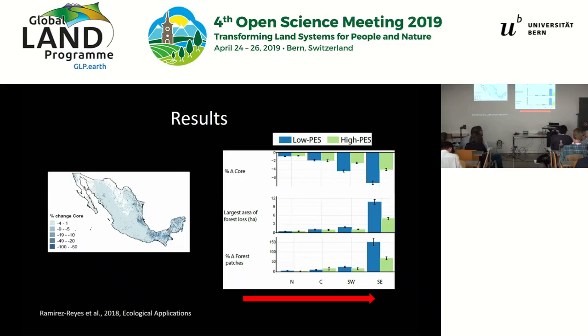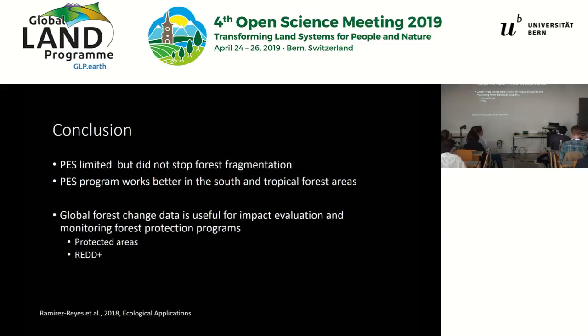In the same way, the deforestation patches were twice as big. On average, they were 3 or 4 hectares in areas that were receiving payments and 6 in areas that didn't receive payments. And also the creation of more forest patches was twice as much in areas that didn't receive payments. There are many more forest fragmentation categories that you can check in our recent publication out last year.